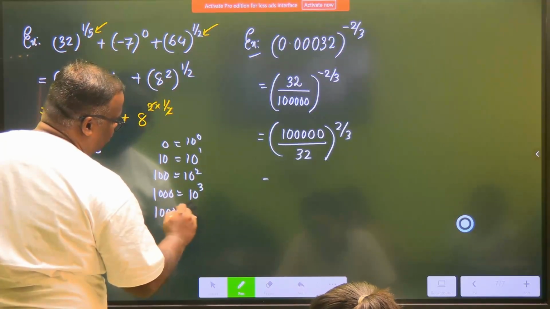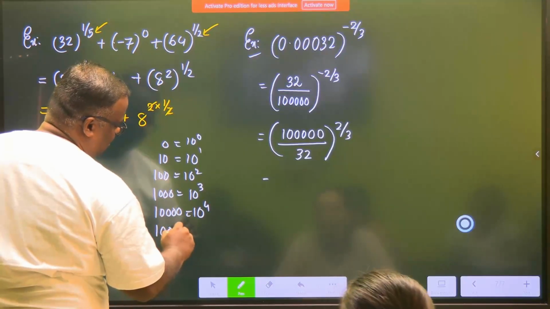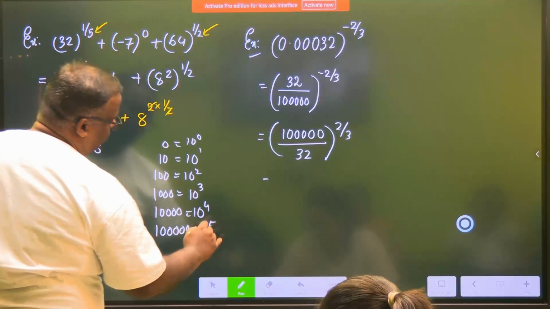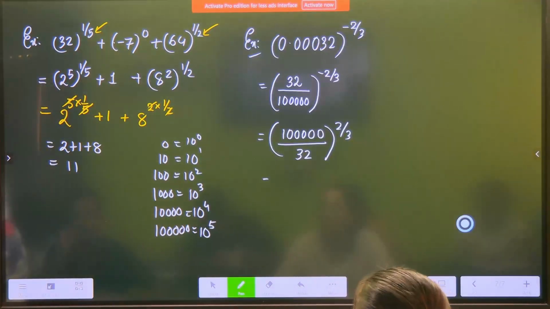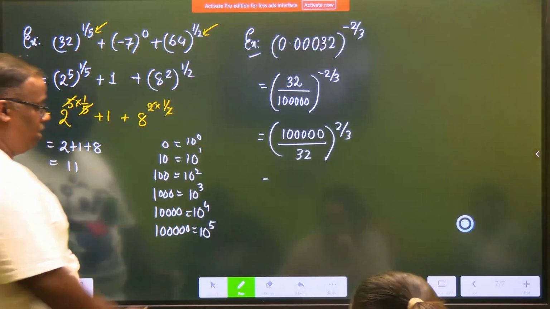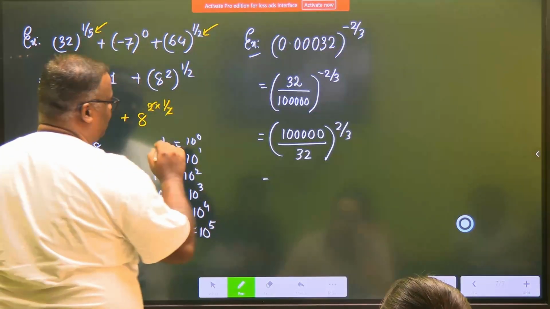What is the pattern you are observing? Number of zeros is always the exponent. Sorry, I started with the wrong number. This is 1.